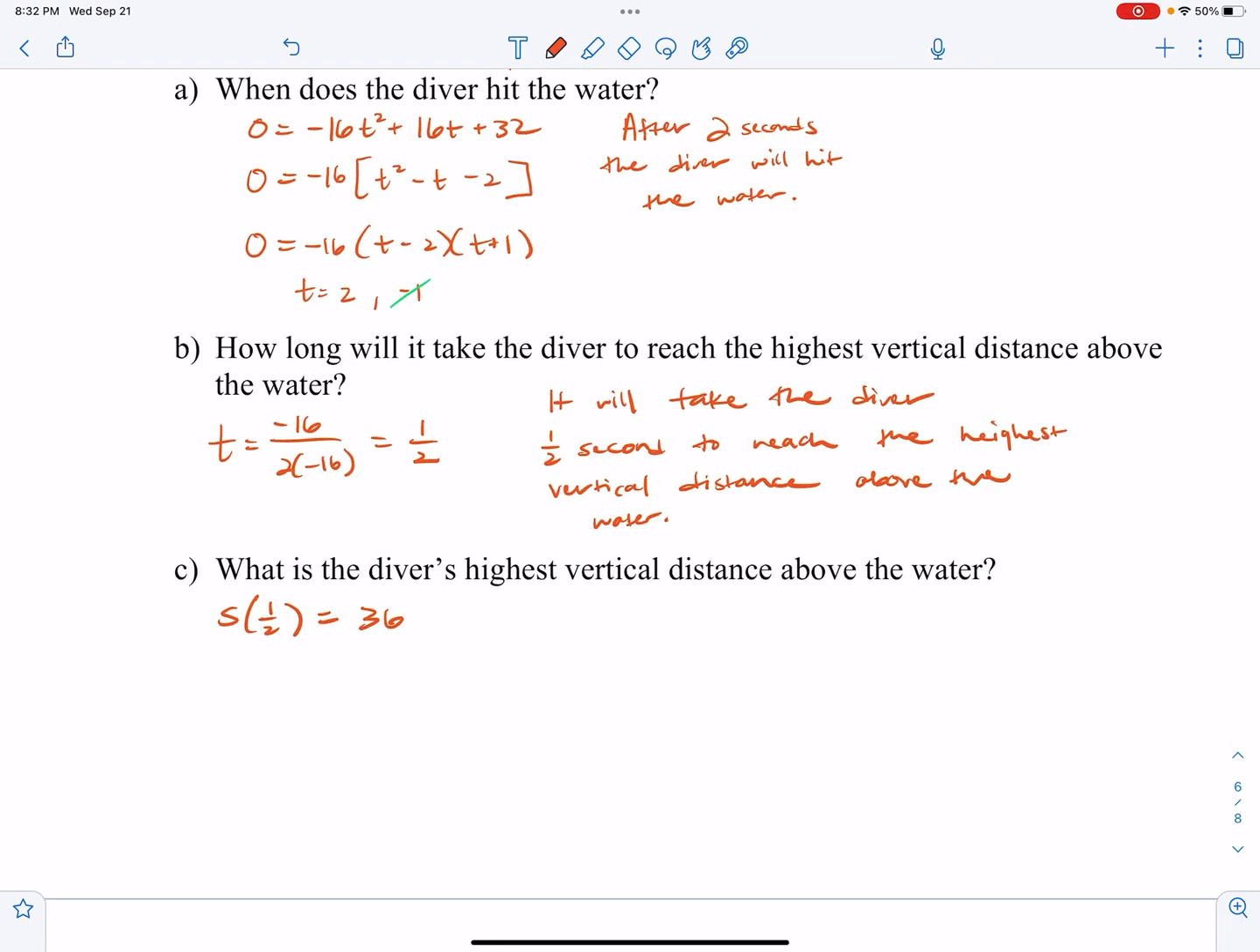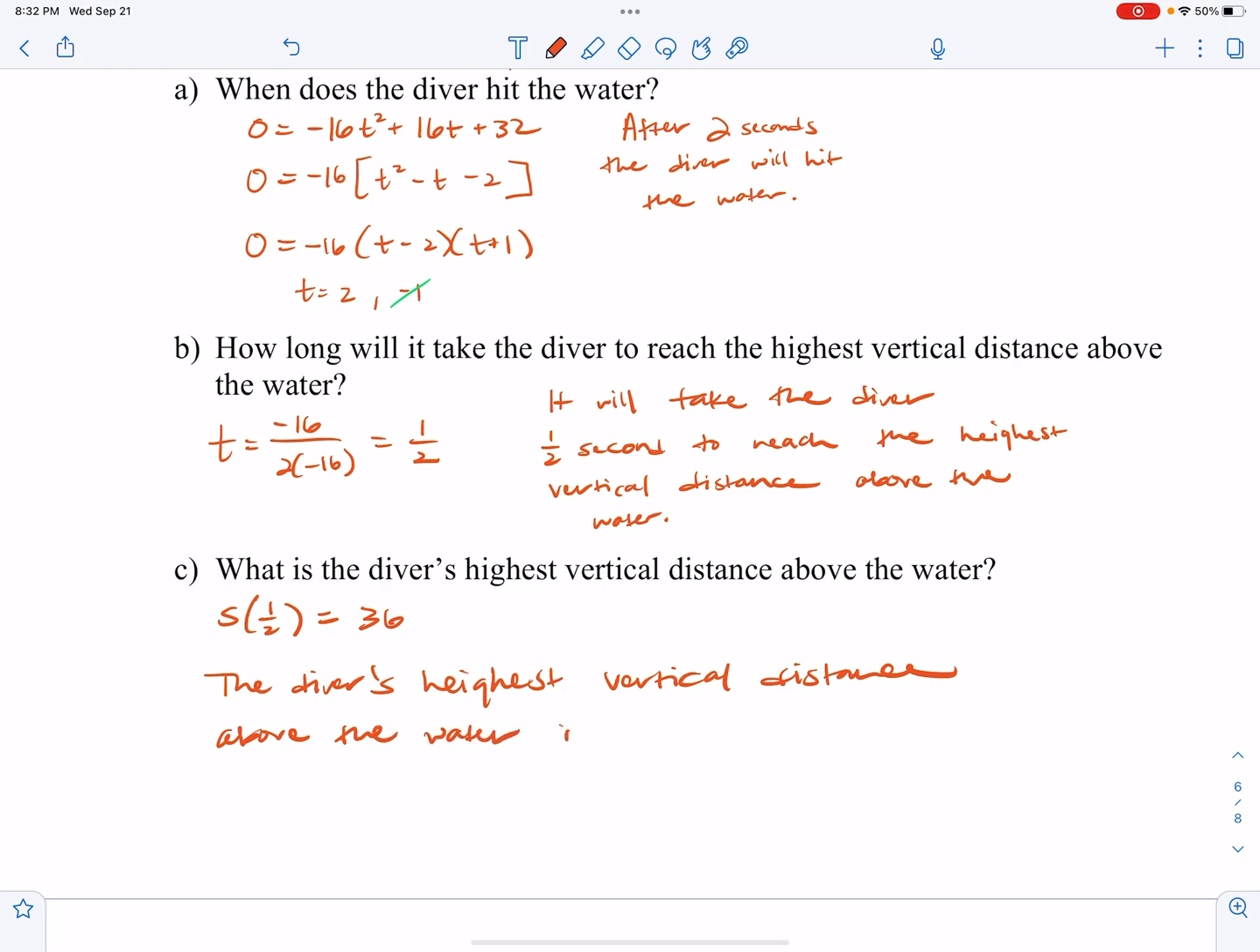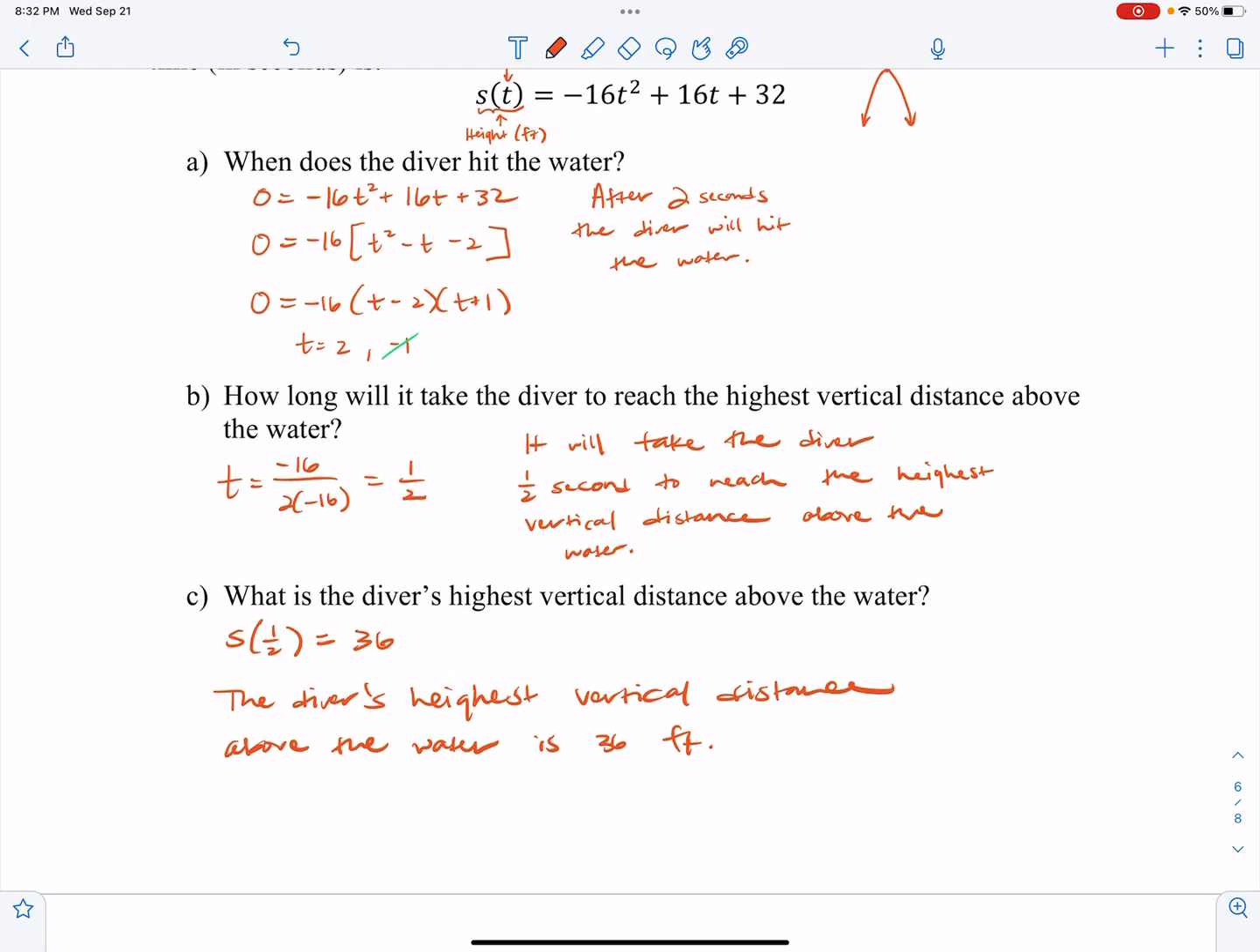So the diver's highest vertical distance above the water is 36 feet. You're probably wondering, why the heck are we doing these algebra, like, 1-level questions?